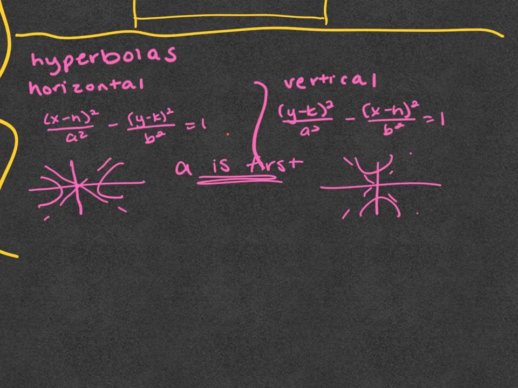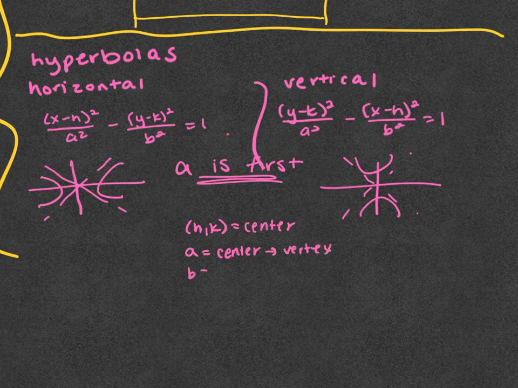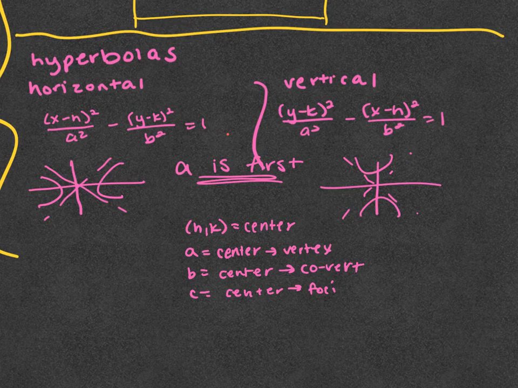Thank you. All right, so for these, the H,K is again the center. The A is again the distance from the center to the vertex. B, center to covertex. C, center to foci. So all that's the same as an ellipse. C squared equals A squared plus B squared this time. So that's one of the big differences.